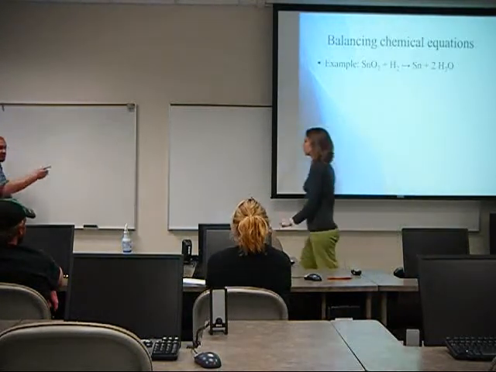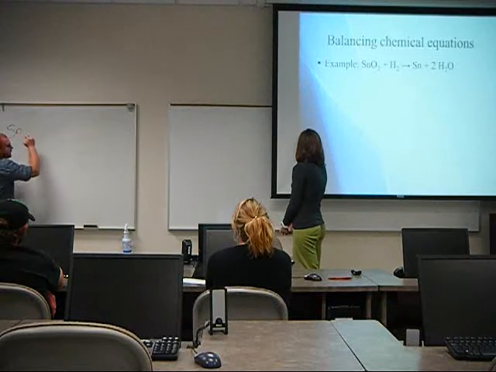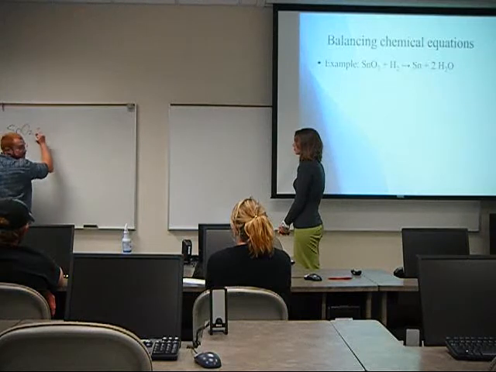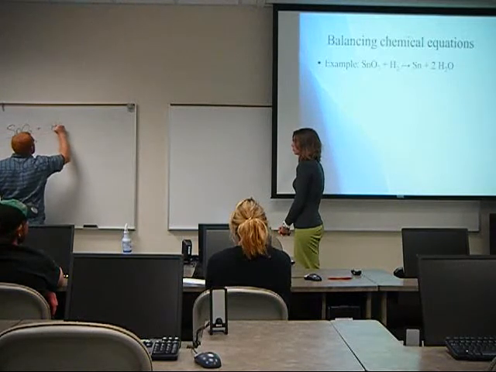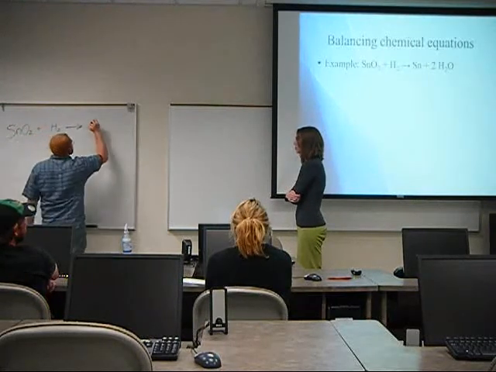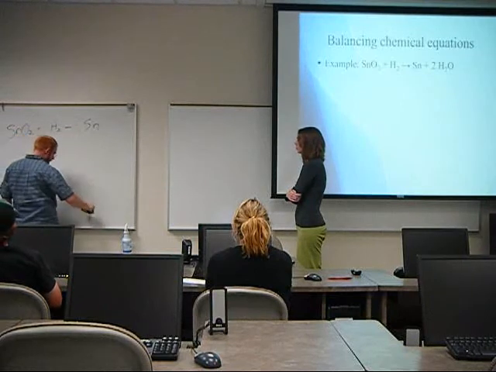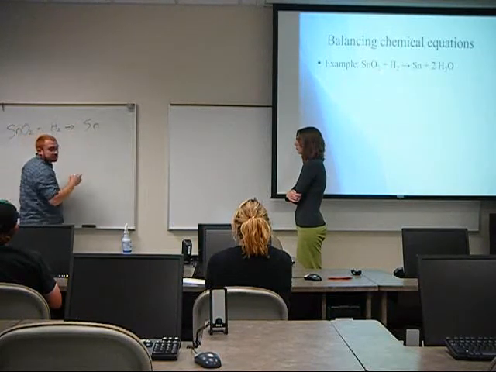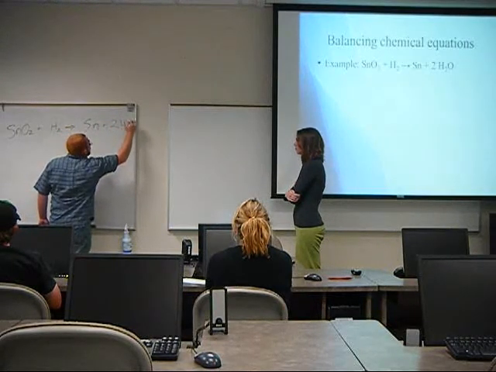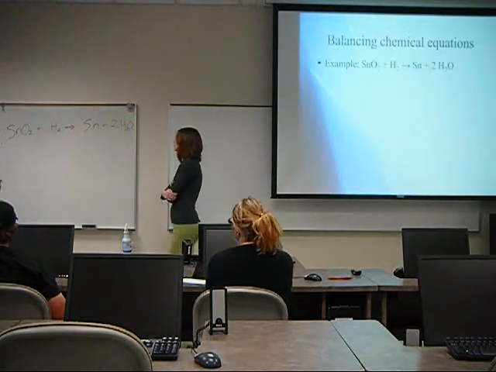Okay. So now we have tin dioxide, which is SnO2, plus molecular hydrogen, which is H2, turns into tin. Give a smaller arrow so there's room to write a coefficient if you need. Plus 2 molecules of water, H2O. Okay. Now, let's see if this thing is balanced.